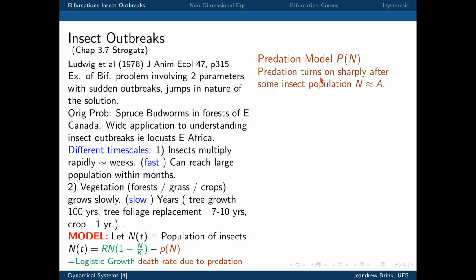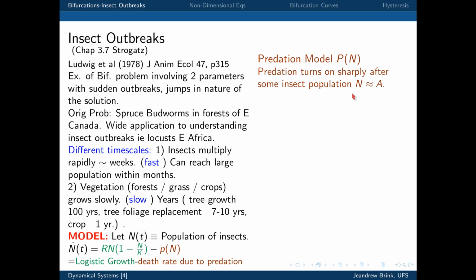Okay, so the first thought was that the predation term turns on sharply after a certain insect population, say n equals A. The thinking behind that is initially the birds don't know to look and eat the budworms because they don't recognize them, there's so few of them. But after they become visible and the birds start knowing they taste good, then they suddenly start eating the budworms a lot, and so the number of budworms eaten by the birds increases.